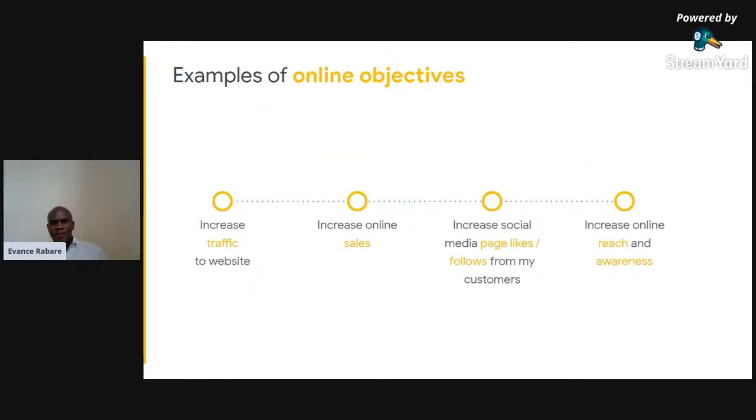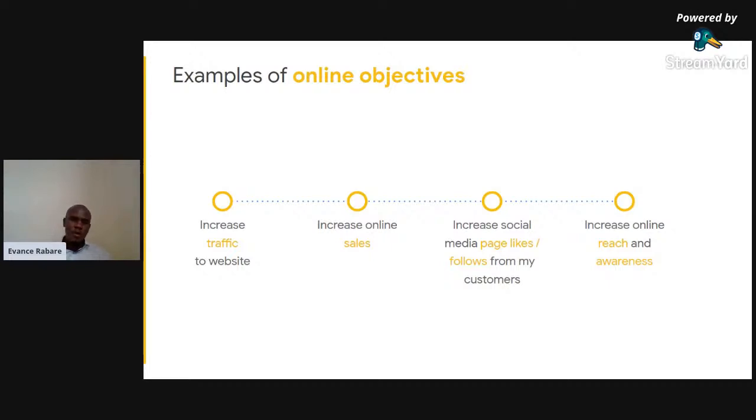All right. So let us look at some of the examples of online objectives. One, it could be increased traffic to your website. You need to direct traffic to your website. Also, you need to increase your online sales. As an objective, also increase social media page likes and follows from your customers, and you also need to increase online reach and awareness. So these are just some of the examples of online objectives: increasing traffic, increasing sales online, increasing reach and awareness.